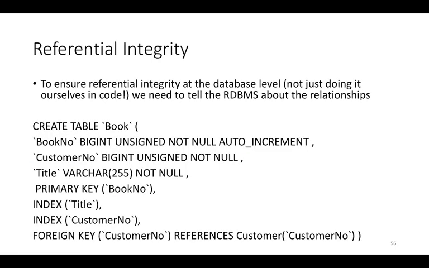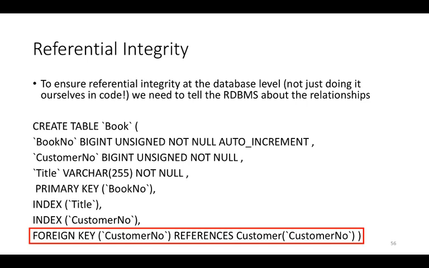So to ensure referential integrity, we need to tell the database about the links between the items. It's not good enough for us just to know that customer number here means customer number there. We can't just let the database infer it, because computers are really stupid. They're very powerful, but they are very, very stupid. They only do exactly what we tell them to do. So we need to tell it exactly what's going on, and we do that when we create the book table with the line at the bottom, this new line here.